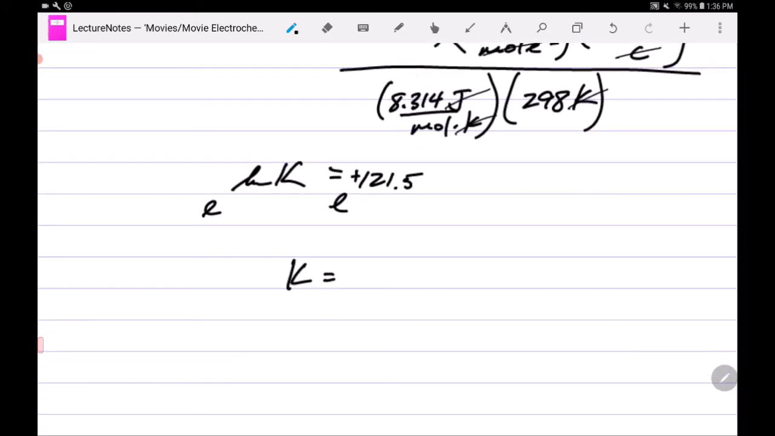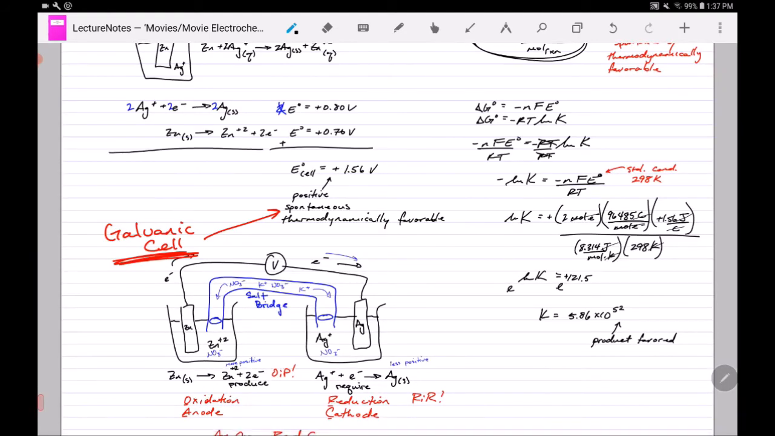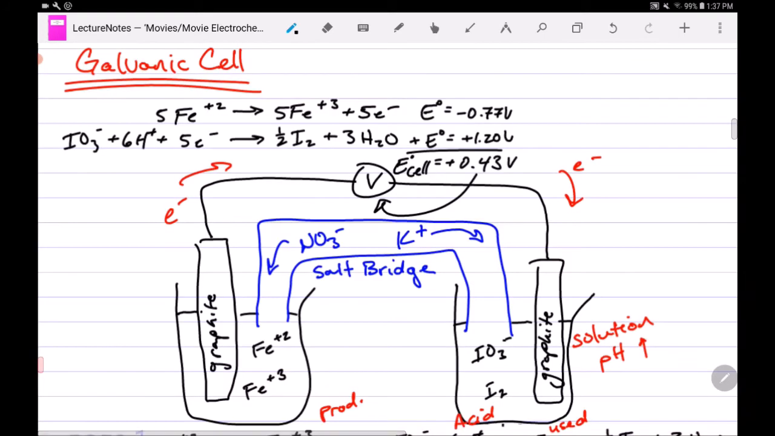And that makes sense to me, because if the process is thermodynamically favorable, then the K should be product favored. If the K was small, that would be reactant favored. That would be non-spontaneous in the forward direction. So for this set of half reactions, that's how I would find K and delta G0.